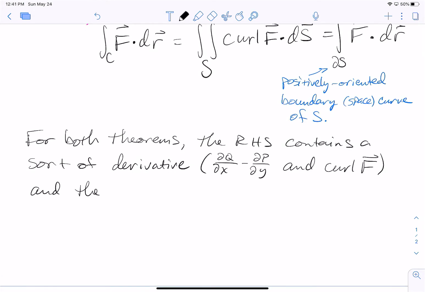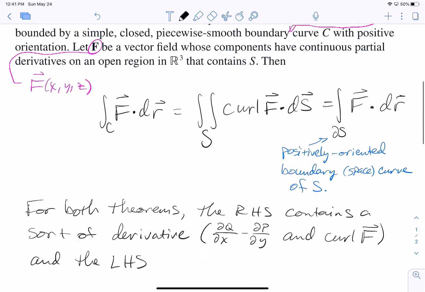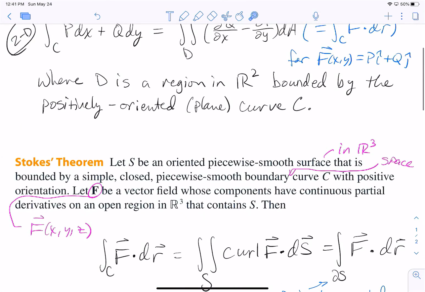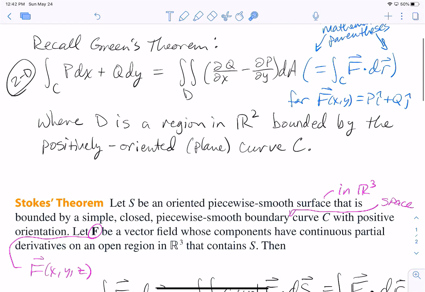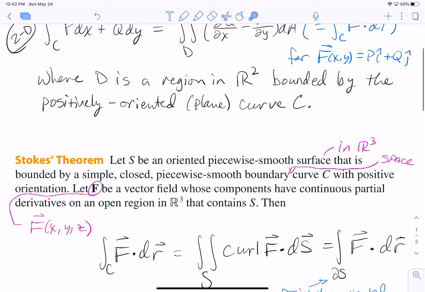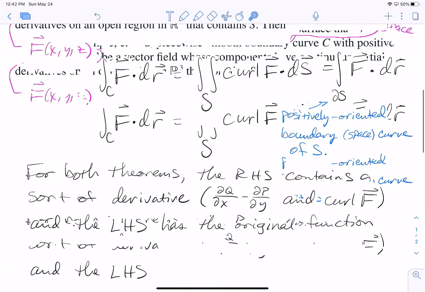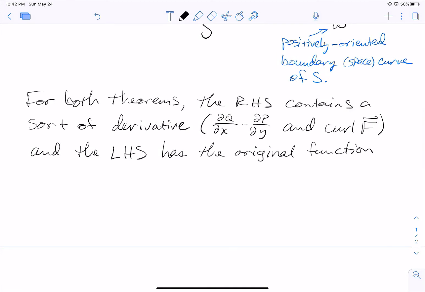And the left-hand side contains an original function, right? For Stokes' theorem, the curl of F is related to the line integral here with F, right? And in Green's theorem, we have the partial of Q and the partial of P with respect to x and y, but on the left-hand side, we have P and Q proper, right? So the left-hand side has the original function, but also values on a boundary.